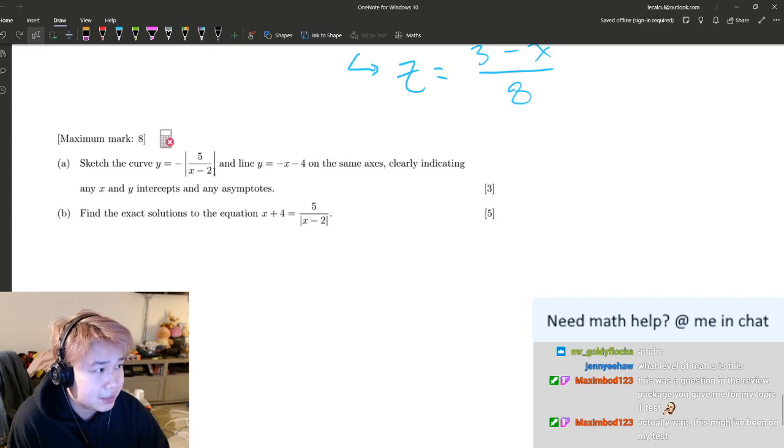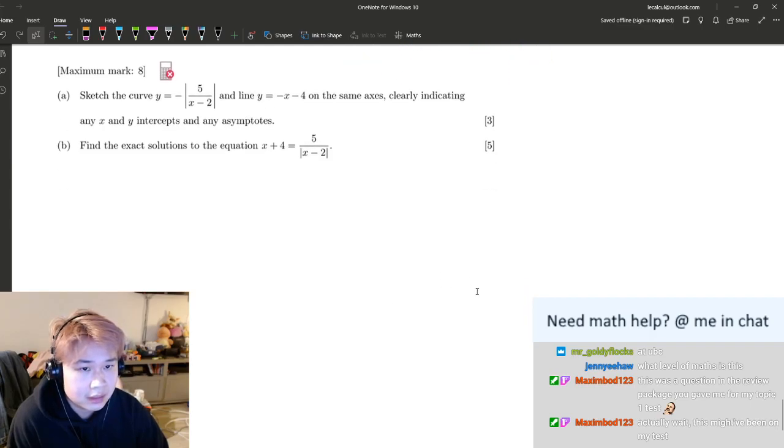Okay, I need to sketch 2 graphs, same axes, indicating x and y intercepts and asymptotes. Okay, we'll deal with the linear one later, and then let's deal with this one here.